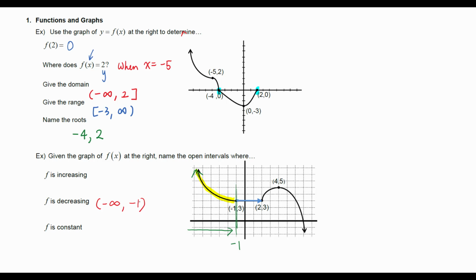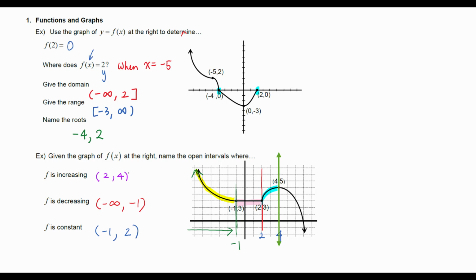Now, in this graph, you can see from negative 1 to positive 2 that the graph stays the same. It is constant. It doesn't go up, nor does it go down. So you can say that f is constant from negative 1 to positive 2. And from 2 to 4, this is 2, this is 4, you can see the graph is going up. So you can say f is increasing from 2 to 4.